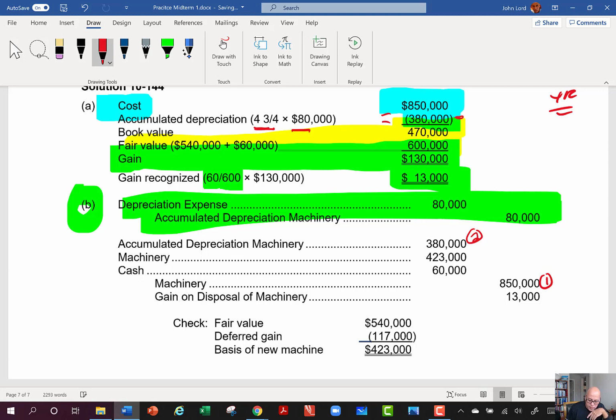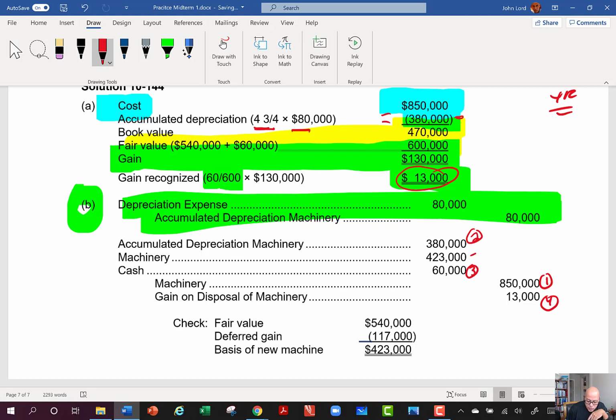Okay. The third thing that I think is easy here is the cash. You know you got 60,000 cash. You know you got to debit cash. You know you got to credit a gain because we just calculated that gain right there. So I think the gain would probably be the next easiest.